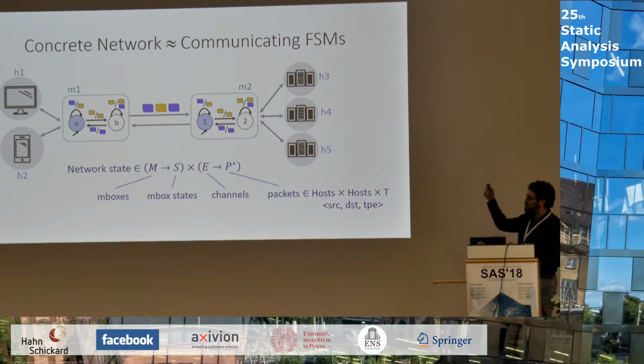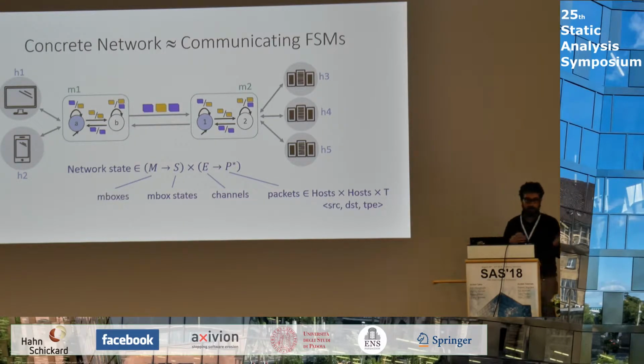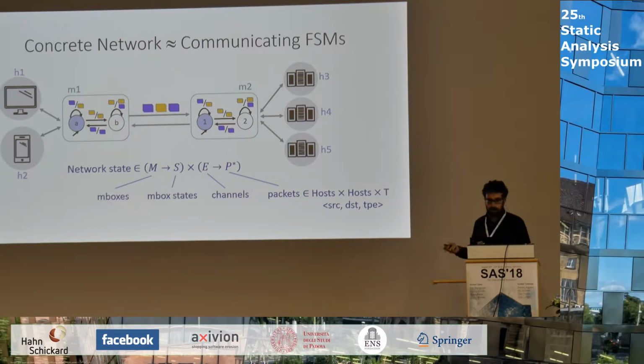So keeping that in mind, this is the full view of how we consider a network. We have the hosts and channels and packets as before, and the channels are ordered and unbounded. And we have middle boxes, which are finite state transducers. They accept a packet as an input, they may change state, and they might produce packets as an output or forward the packets out.